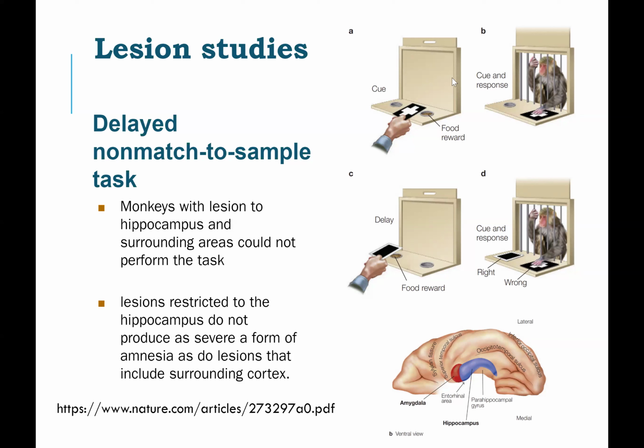Okay? So in this case, initially the food was under the cross. Now, because it's non-match to sample, in the next trial, the food would be on the something that is not the cross. That's what it is. There are many versions of this task. For example, you could have images appear next to each other and you have match to sample. So if an image comes up, 2 seconds later, another image comes up. If it matches, then you get the reward.